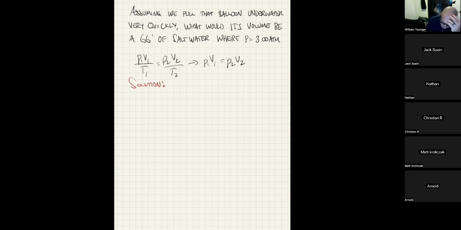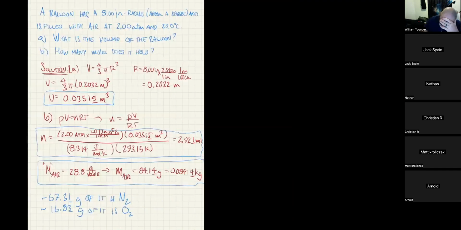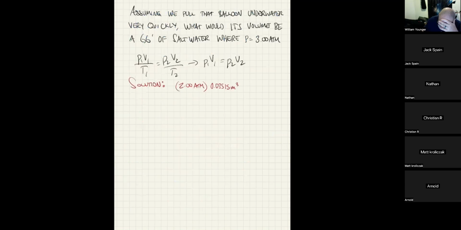So with this in mind, all we know is we had 2.00 atmospheres times a volume of 0.03515, I think, 3515 cubic meters. And then afterwards, it's going to be 3.00 atmospheres.